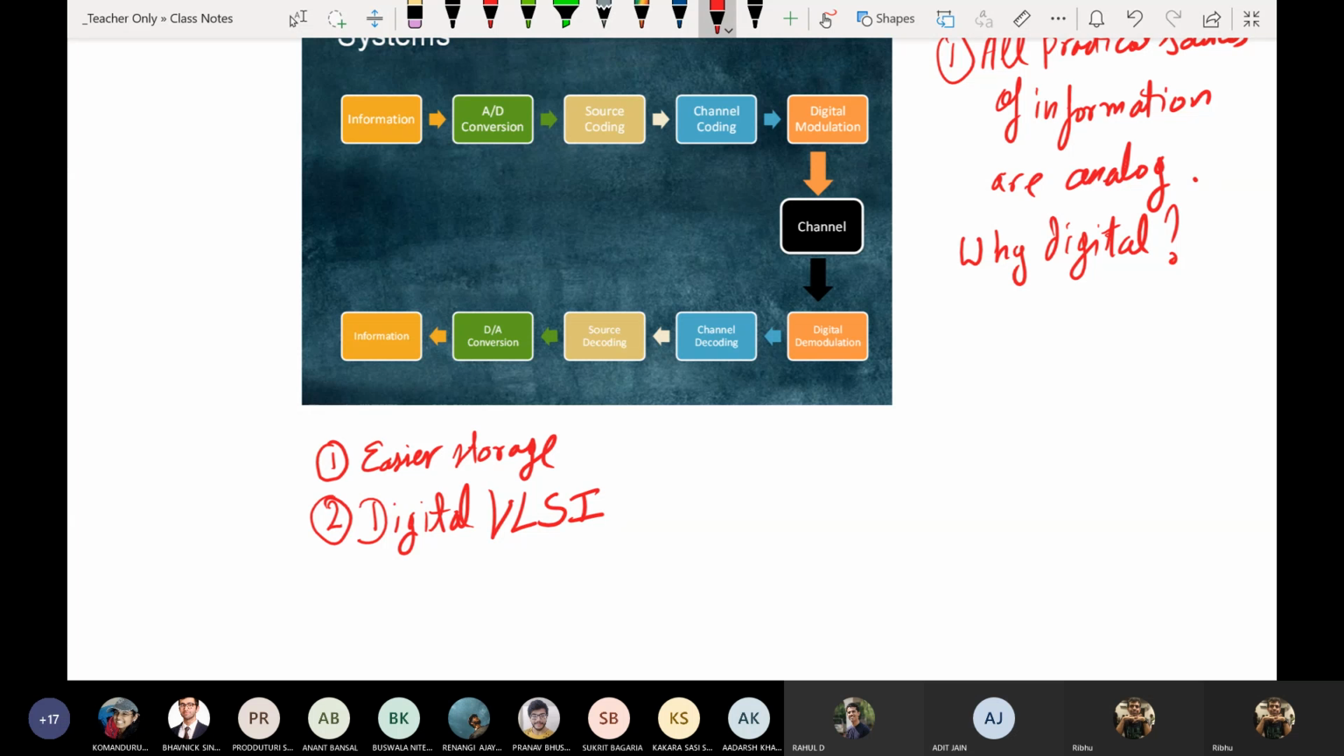So digital VLSI or digital circuits are easier to design and manipulate, and digital VLSI led to easier implementation. They are also cheaper, right? Yes, because of the scale, they are cheaper. Because they can be produced on a mass scale, and they are easier to use, they are cheaper.